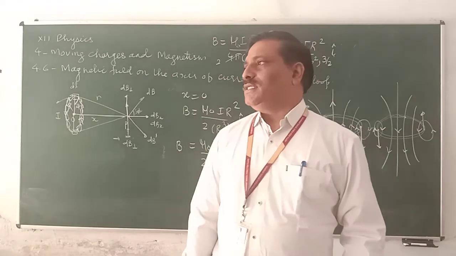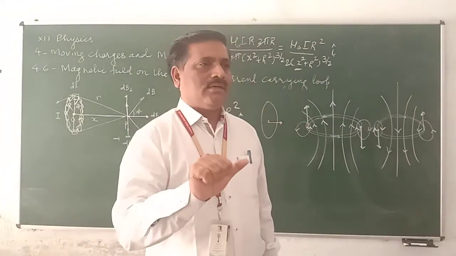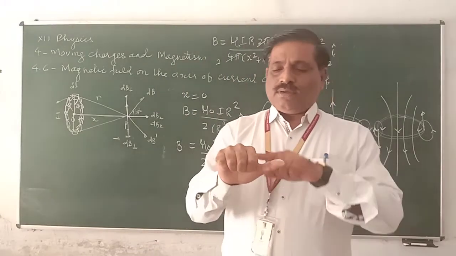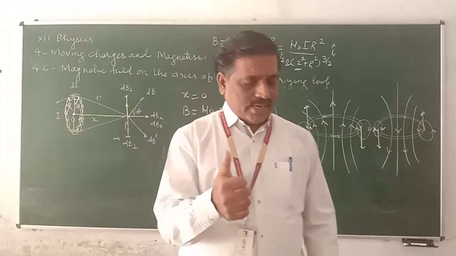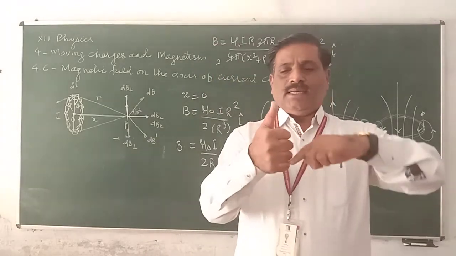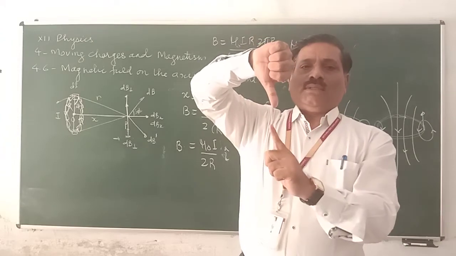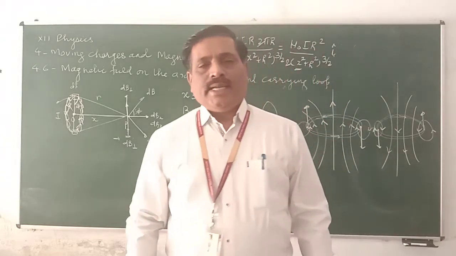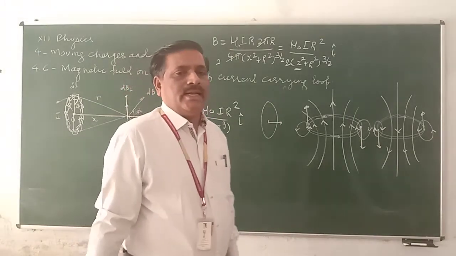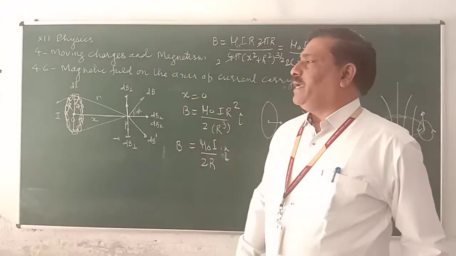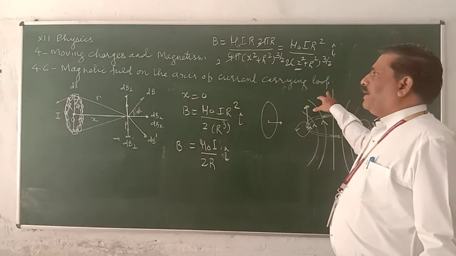This is called the right hand rule. The right hand rule is such that you stretch the thumb of your right hand and curl your fingers. If the curled fingers denote the direction of current, then the thumb indicates the direction of the magnetic field. You can see this is anti-clockwise, upward. This is clockwise, downward. So the right hand rule gives the direction of the magnetic field produced on the axis of a current carrying coil.